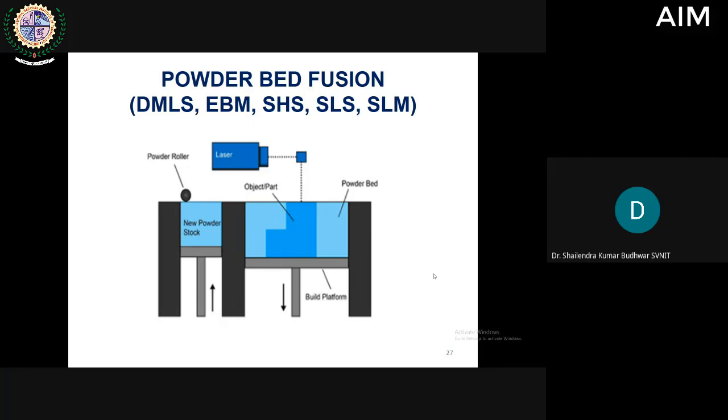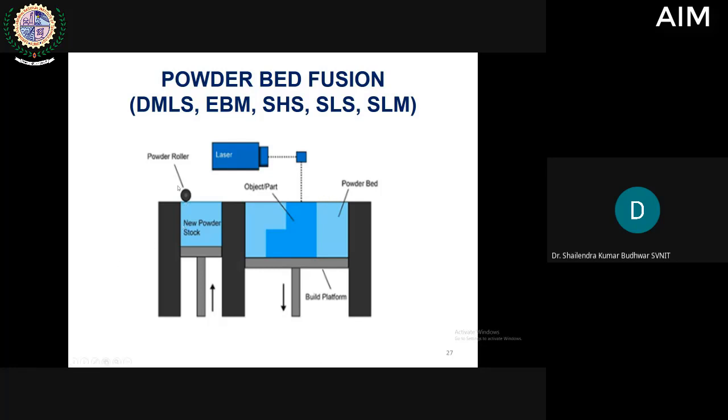Electron beam melting method requires a vacuum, but can be used with metals and alloys in the creation of functional parts. So in all types of these powder bed fusion processes, the mechanism is almost the same. The only difference is the source of heat for sintering or for melting the powder.